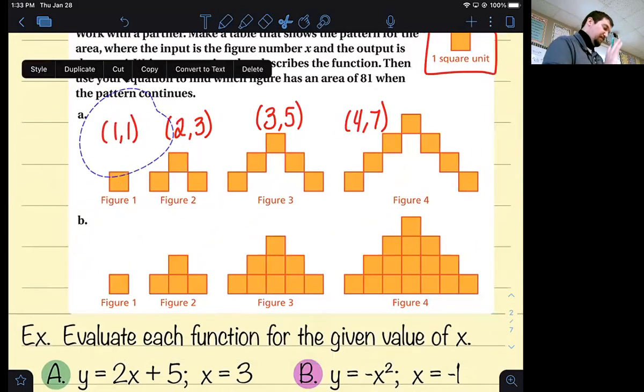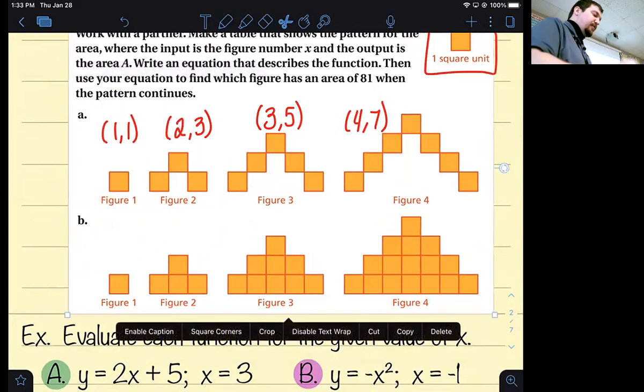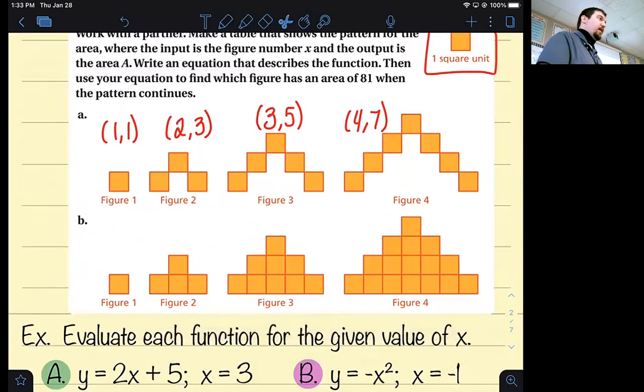Okay, question. Every time I increase the x by 1, is it increasing the y by the same amount? No, the question was not for you.